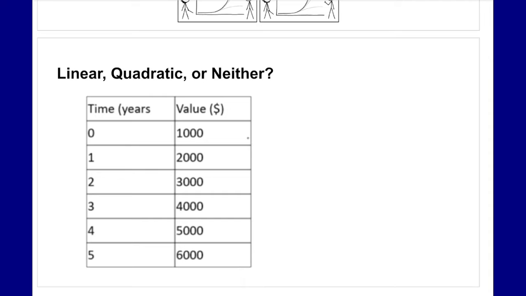Looking at this, we should see that we're increasing by the same amount every time. We're always increasing by $1,000 every 1 year. So this would be an example of a linear model. The first differences are the same.